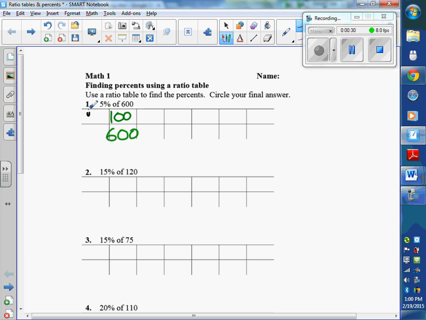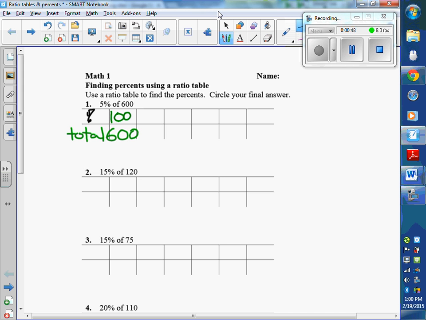So this is your percent, right? Which is very hard for me to do. And this is total, so write total down there. Label your charts. So 100% of 600 is 600.